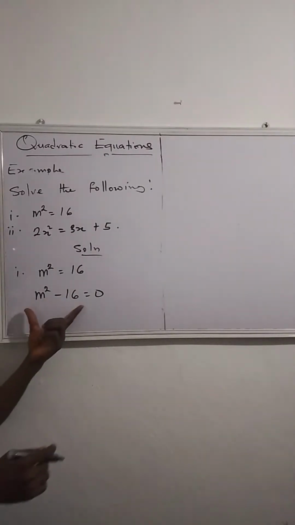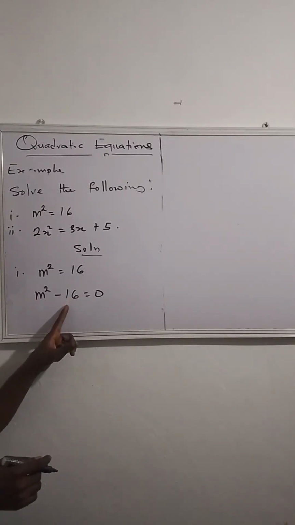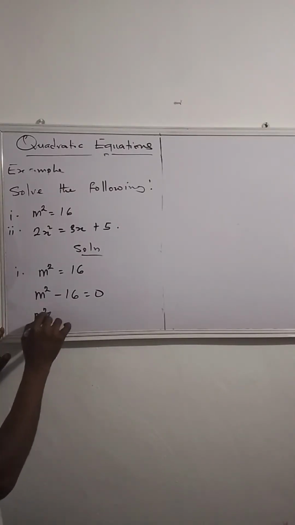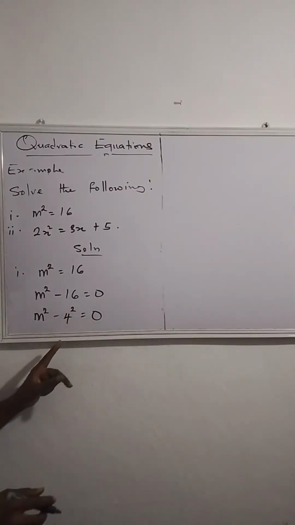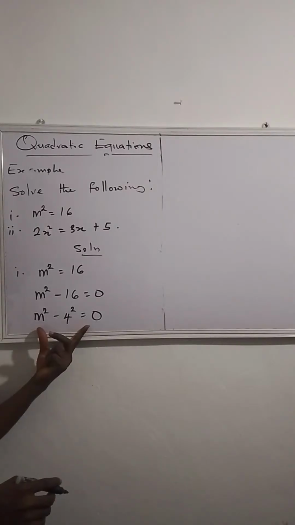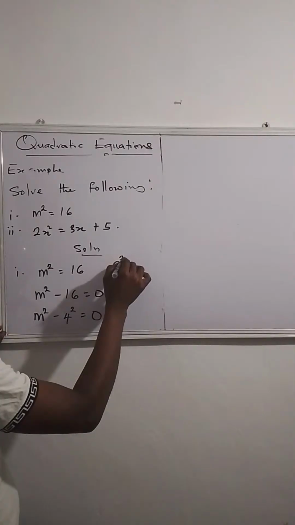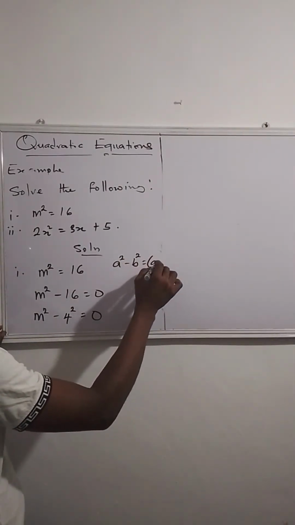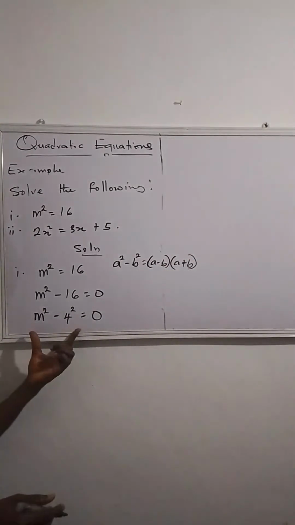Okay, so now I'm going to be making use of the principle of difference of two squares, because this one is a perfect square, and what I have here is also a perfect square. So now let me rewrite this equation. I have m squared minus 4 squared equals to 0. Making use of difference of two squares, when you have a raised to the power of 2 minus b raised to the power of 2, the answer will be a minus b times a plus b. Okay, I'm going to be applying that here.